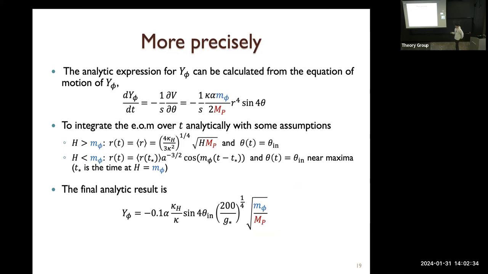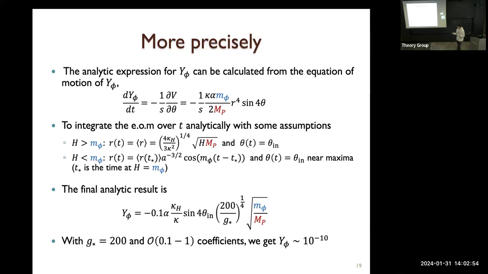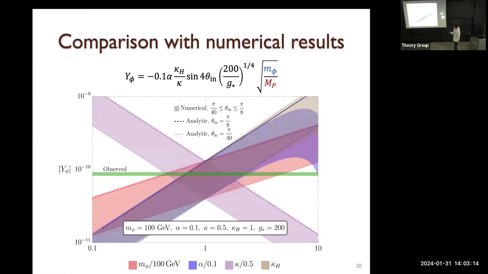What's the assumption of the thermal mass of phi? Sorry, maybe you already explained. Oh, I didn't talk about that in detail, but I explain that in the next slide. Ah, okay. So with this expression, with g star around 200, considering superpartners, and there's an order one coefficient, it can be a little smaller, then we get the asymmetry equal to 10 to the minus 10. Of course theta is also order one, and we assume all order one here, so this gives roughly 10 to the minus 10. Okay, and then next slide.